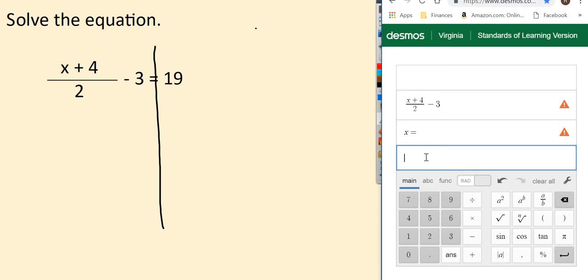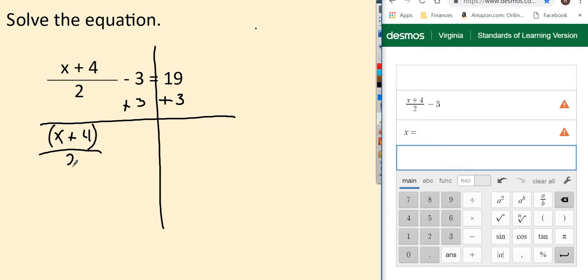So the first thing I'm going to do is slay this dragon. I'm going to add 3 to each side because I want the dragon gone. So I've got x plus 4, which I'm going to put in parentheses to keep the princess safe. And that will equal 22. Add 3 to 19.